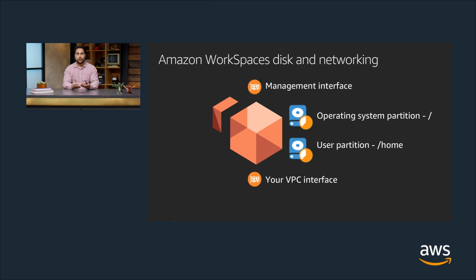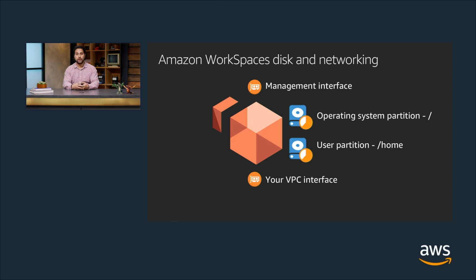So real quick, we can take a look at what the Amazon WorkSpaces disk and network configuration is. Generally, all Amazon WorkSpaces have two network interfaces. One is the management interface, which is what we call the Ethernet 0 interface or ETH0. And we have a VPC interface, which is the Ethernet 1 or ETH1 interface.